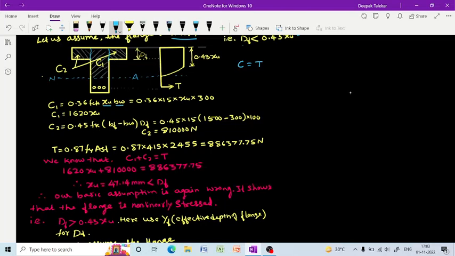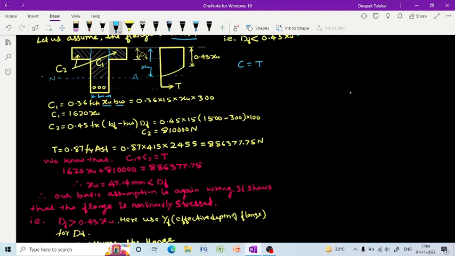So XU from here to here, that is XU. And from here to here it is BW, that is BW, and this is FCK. So that comes to 0.36 into 15 into XU, which is unknown here, into 300. So C1 is equal to 1620 XU.